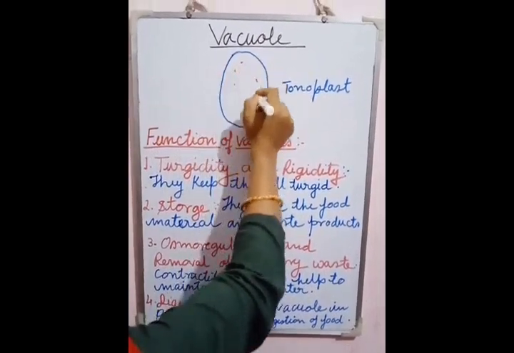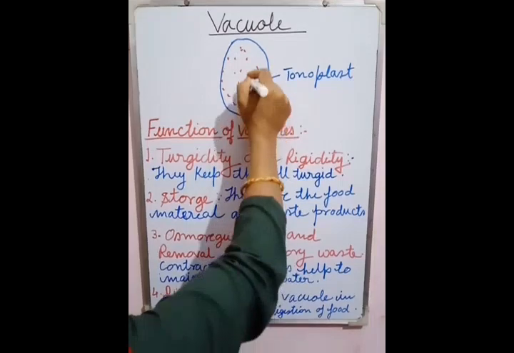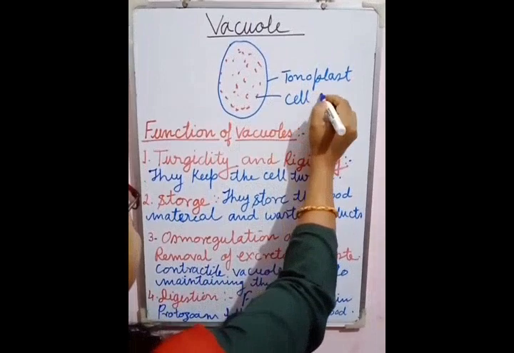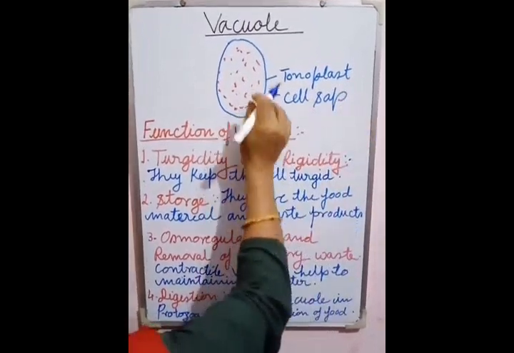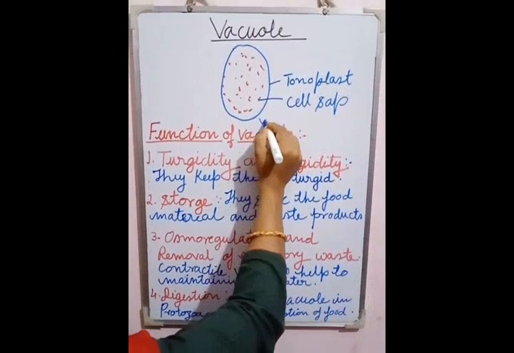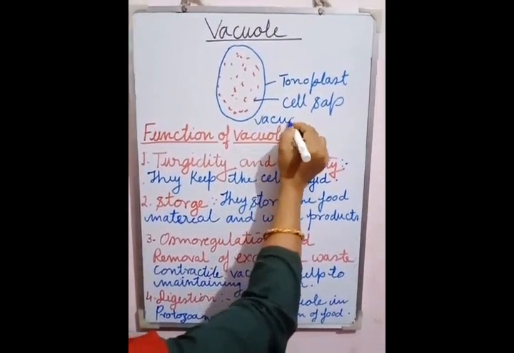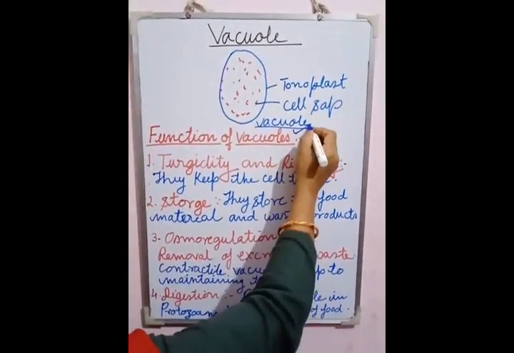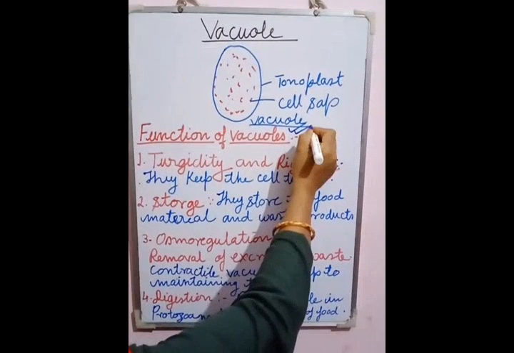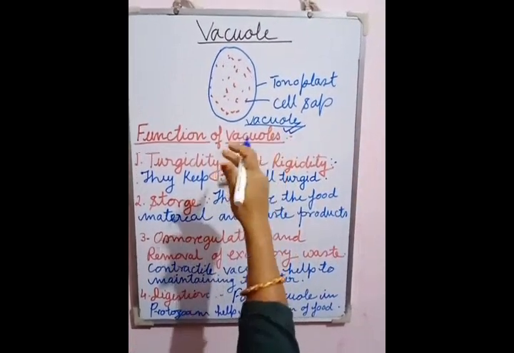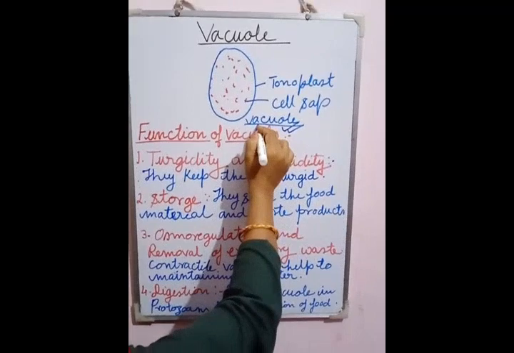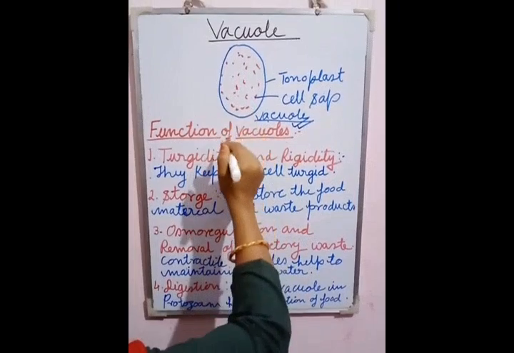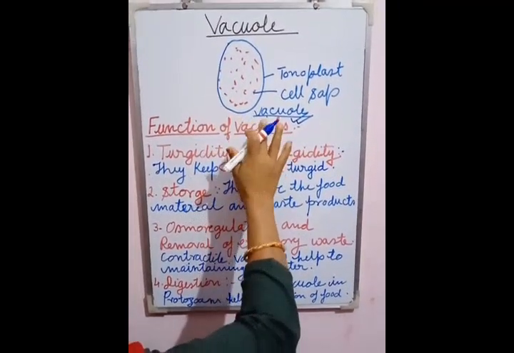And the liquid they contain is called cell sap. This is the structure of the vacuole. Vacuoles are modified differently to perform different functions like the food vacuole, contractile vacuole, and gas or air vacuoles, and these are the non-living cell organelles.